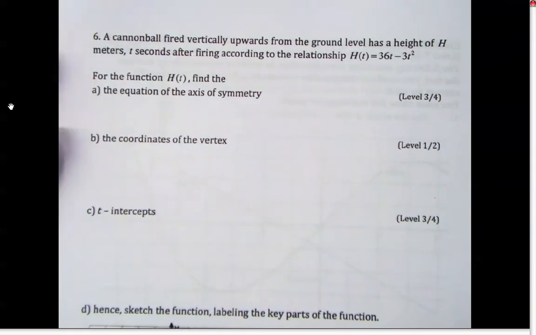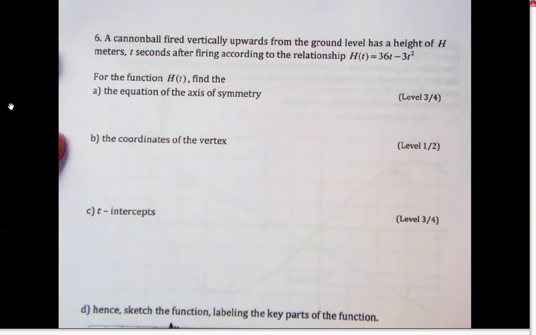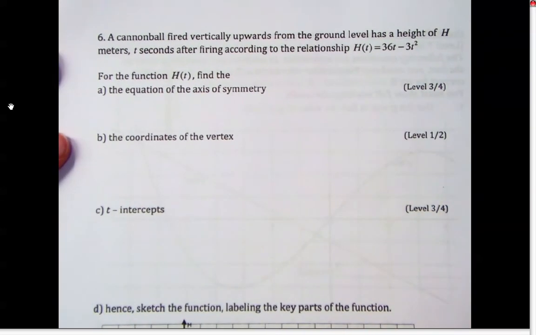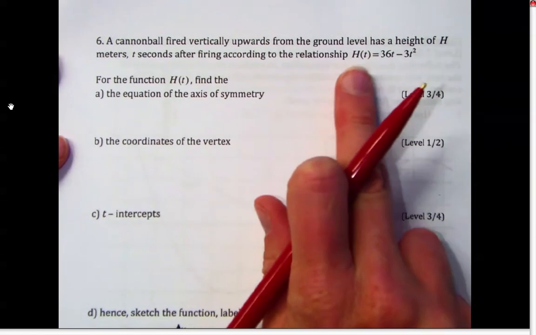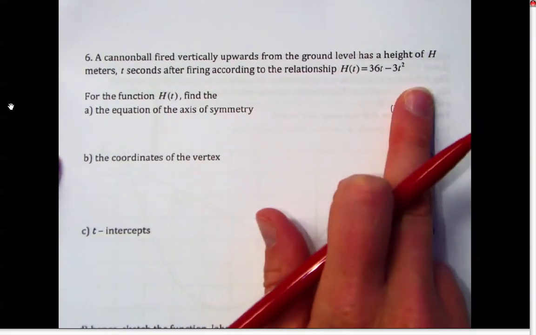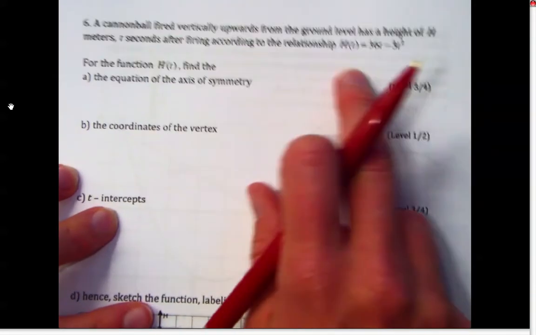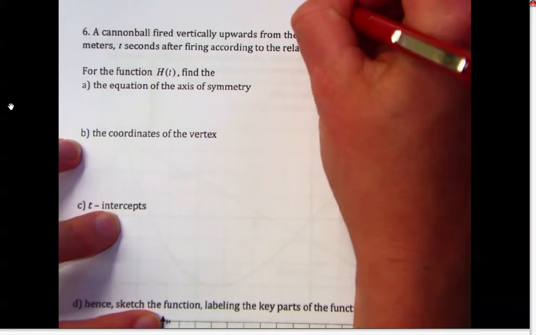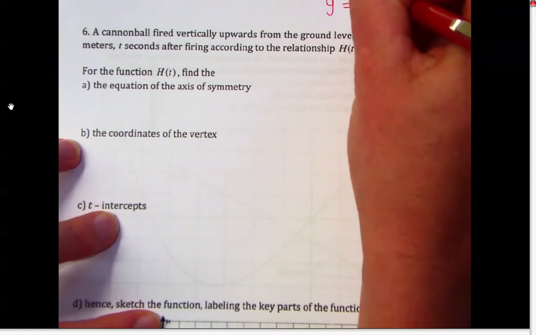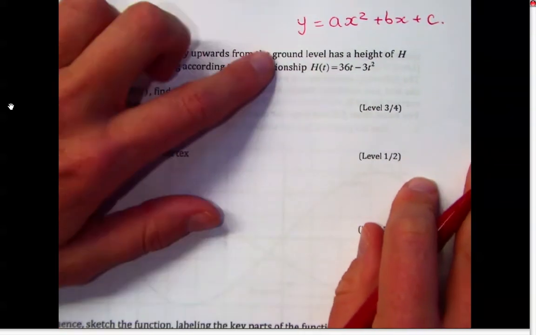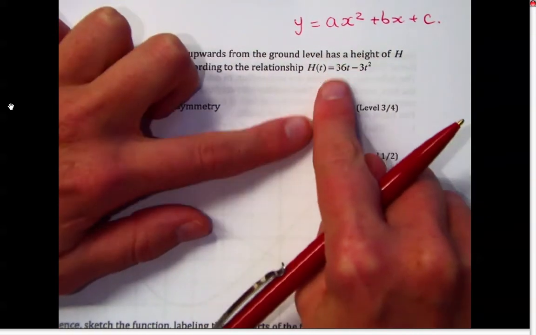Last question. The only difference with this page is it's applied questions. So it's not just y and x, it's h and t. If you look on the axes, it's h and t, and things actually mean something. Now, the formula you have normally is y equals ax squared plus bx plus c. So we need to make sure we identify what a, b, and c are for this particular one.